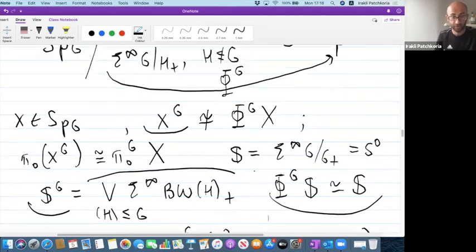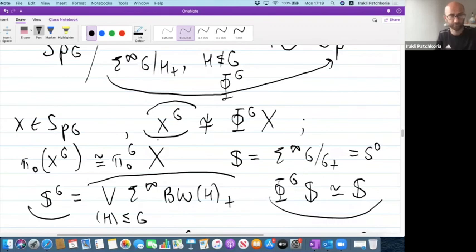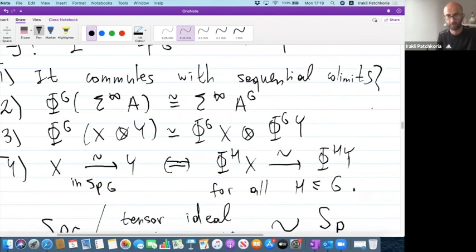For example, these other types of fixed points, or homotopy fixed points, do not have these properties. It's only characterized by geometric fixed points. And they are unique.